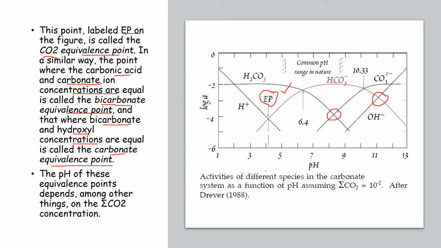Right, since we have about 3 equivalence points here tucked under our belt, let's look further. The pH of these equivalence points depends, amongst other things, on the carbon dioxide concentration. So carbon dioxide concentration, partial pressure of carbon dioxide, everything is very important. You need to know all these things before you can talk any further about what the equivalence points are and how the ionic species are spread in the pH log C diagram.